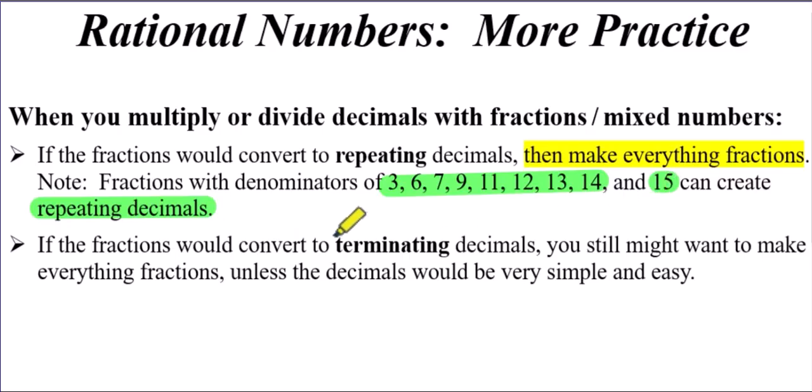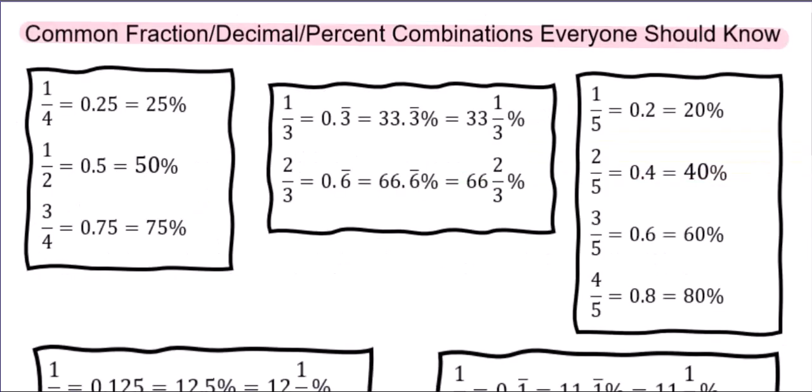Now, if the fractions would convert to terminating decimals, like if it's over 2, over 4, over 8, over 10, you still might want to make everything become fractions unless the decimals would be really super simple and easy. If you don't remember how to multiply or divide decimals, then maybe you should make everything fractions just in case, to be on the safe side.